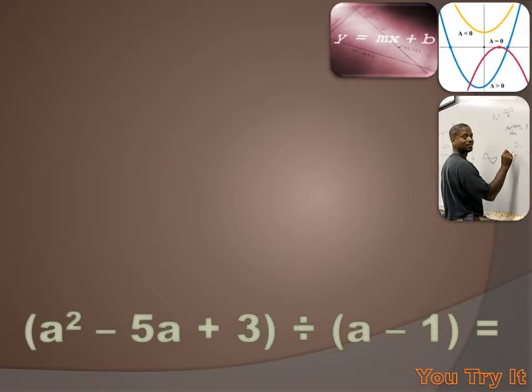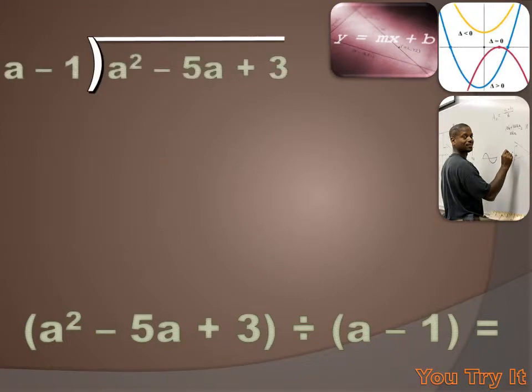Okay, let's set this up like a division problem. A minus 1 into a squared minus 5a plus 3. We're going to just deal with the first two terms in our dividend, and we've got to figure out what we have to multiply a by so that we can get rid of that a squared inside the division symbol. And the answer is to multiply it by a. So I'll multiply a times a minus 1, and I'll get a squared minus a.